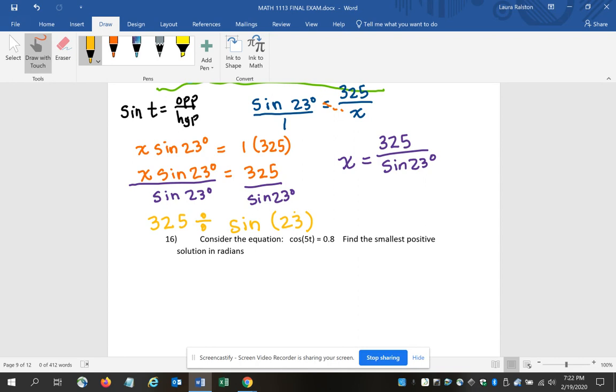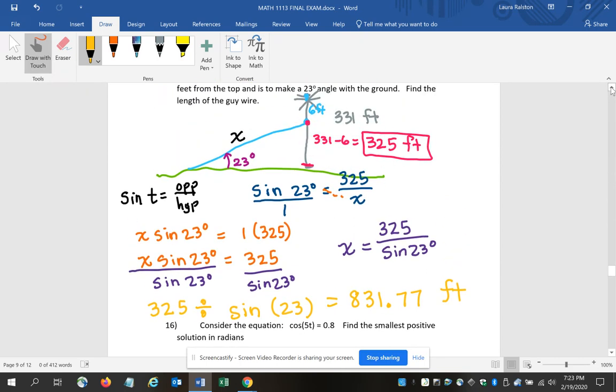And that gives you 831.77 feet. Okay, so my guy wire is 831.77 feet. That would be the length of my guy wire. All right, next question.